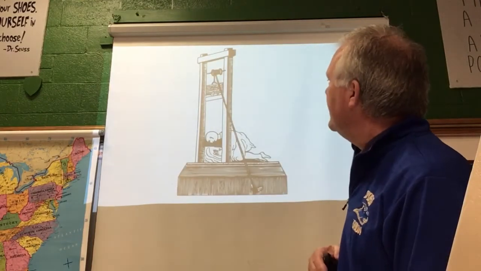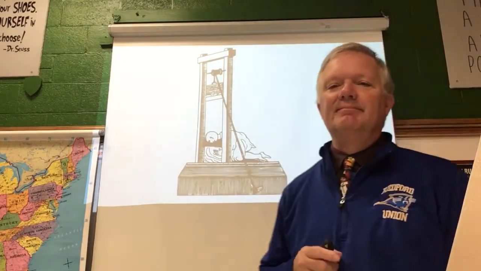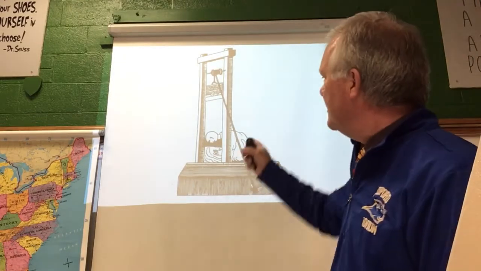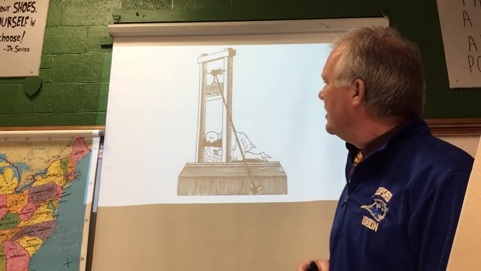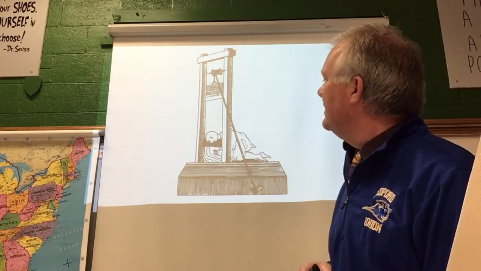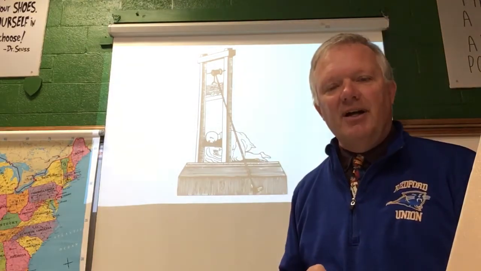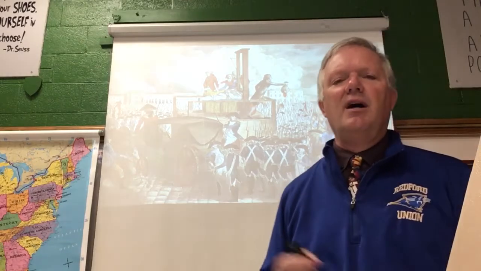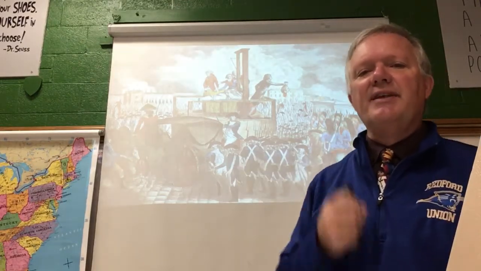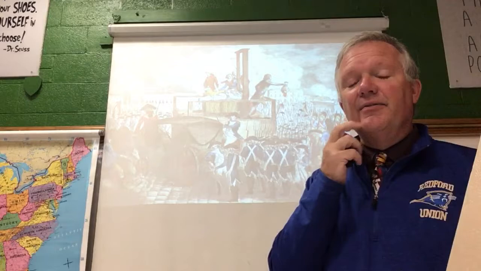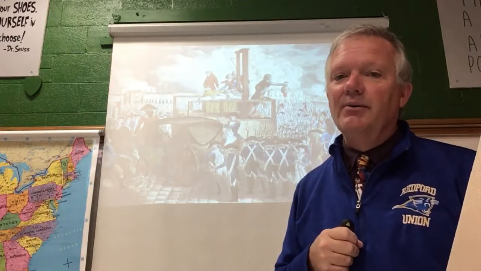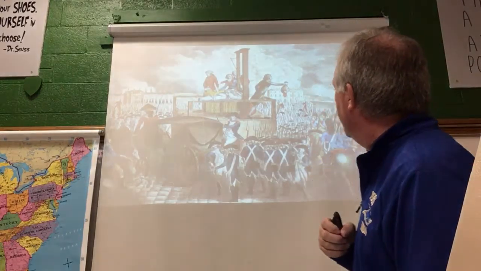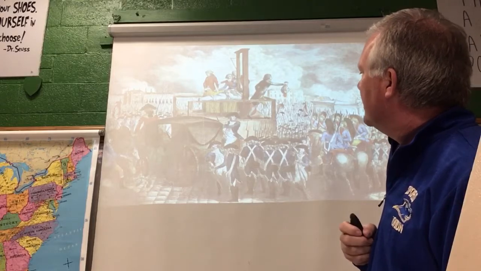And here's how you would behead someone. This is called a guillotine. Person kneels down, puts their head in, and then that sharp blade at the top is released, and the head comes off. And huge crowds would come and watch all of this going on. France was in turmoil. They were a mess. And huge crowds would come to see this.